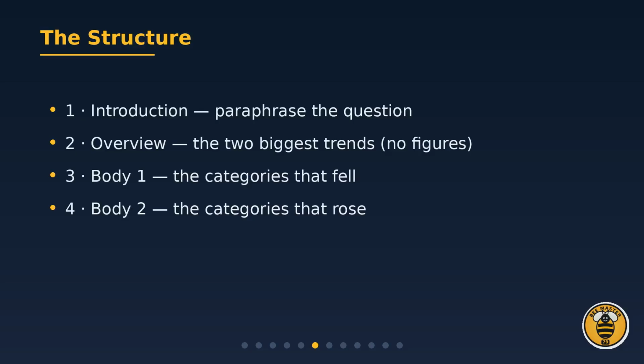Here's our plan. A 1-sentence introduction that paraphrases the question. An overview with the 2 biggest trends and no numbers. Body paragraph 1 for the categories that fell and body paragraph 2 for the categories that rose. 4 paragraphs, clean and examiner friendly.